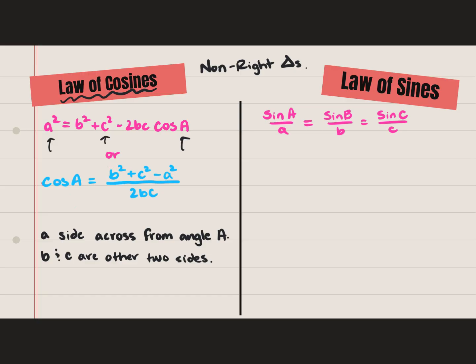Law of cosines is the one that I think has a bit more fluidity to it. You can use it for a couple of different things, while law of sines, in my opinion, is a bit more strict in that you always have to have a side and the angle across from it.